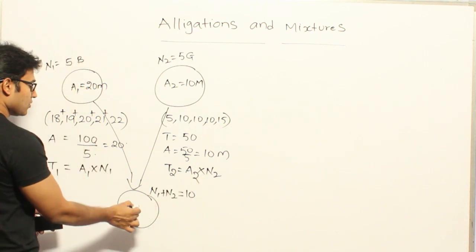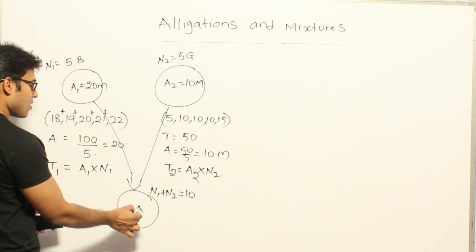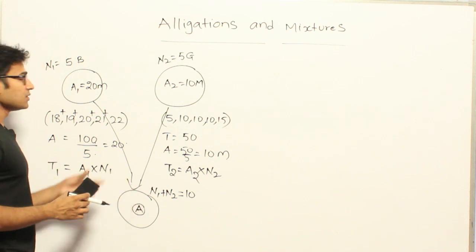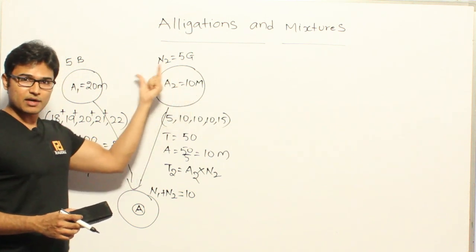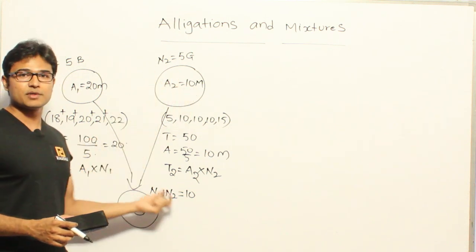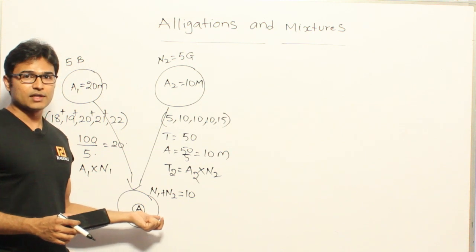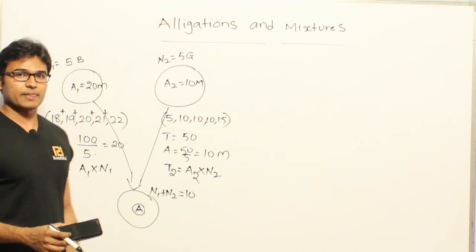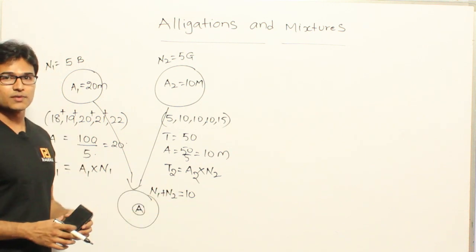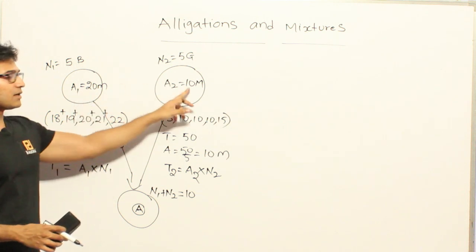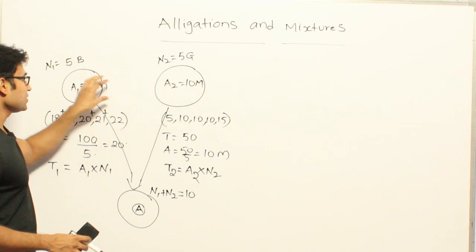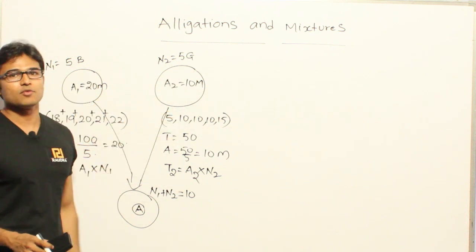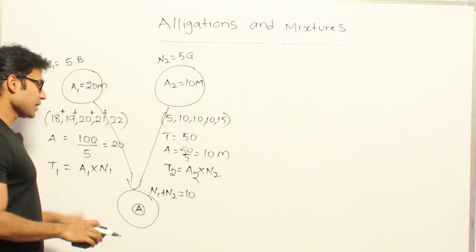Now I want to find out what is the average marks in this group. In this group the average marks is 20, in this group the average marks is 10, but when I mix them both, the average may be different. So what could be the average here? If you think about it intuitively, it should lie between 20 and 10, because the least average is 10 and the highest average is 20. We shall discuss it later if you are not able to get it.